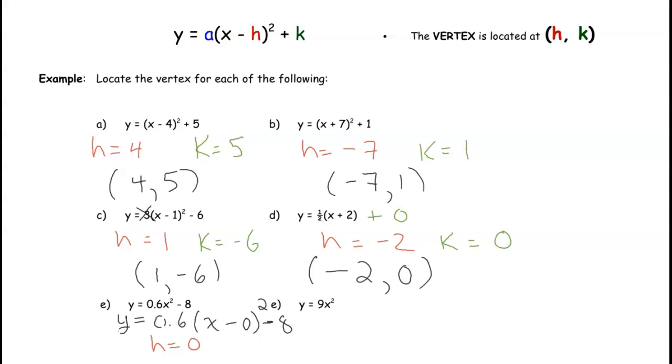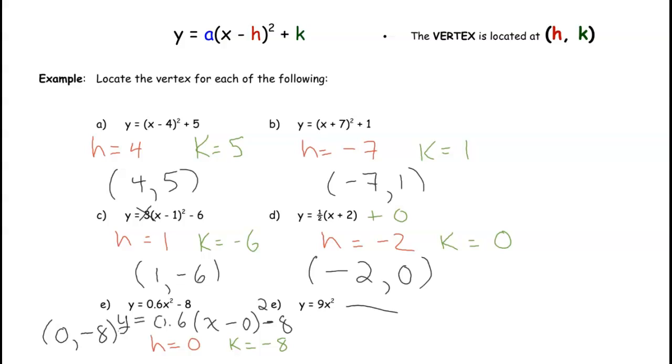My k value, on the other hand, is this -8. That's a little bit distanced from my x squared. So that tells me that my graph has been moved down by 8 units. So what is the vertex in this case? It is 0 and -8.